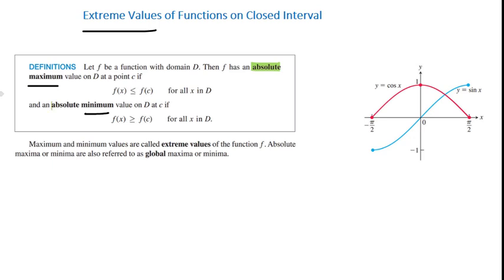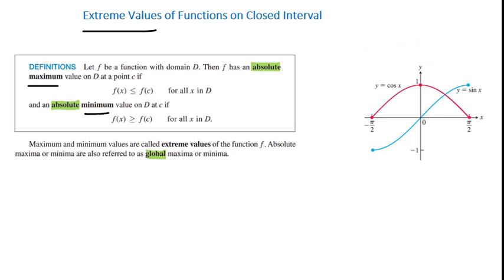Every point on the graph is less than or equal to that point, and then for the absolute min, every point on the graph is greater than or equal to that point. And so these are our extreme values of our function. Also, this is referred to as global maximum and minimum, or maxima and minima. So here's an example over here.